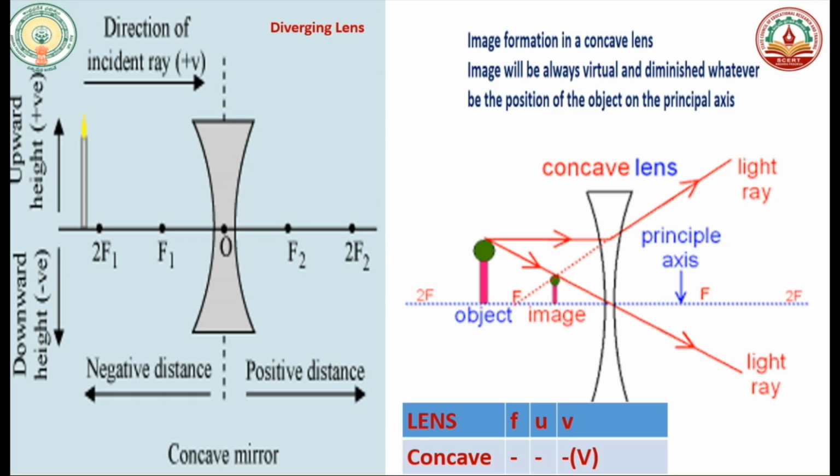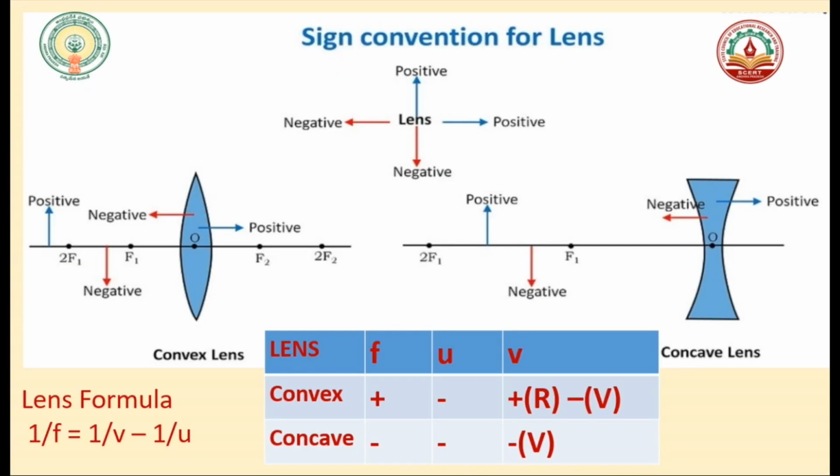converge at a particular point. So again OF1 is on the same side of the lens only. So OF1, again we are measuring the focal length opposite to the direction of the incident ray. So focal length, object distance, image distance, everything is negative for the concave lens. This is how we have to give it as a summarization.